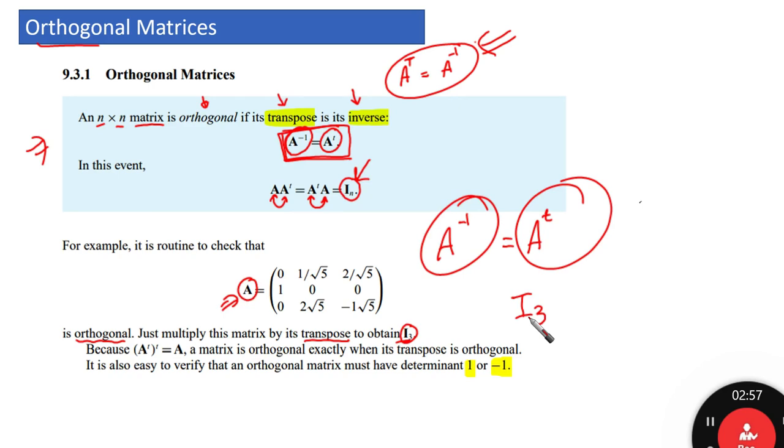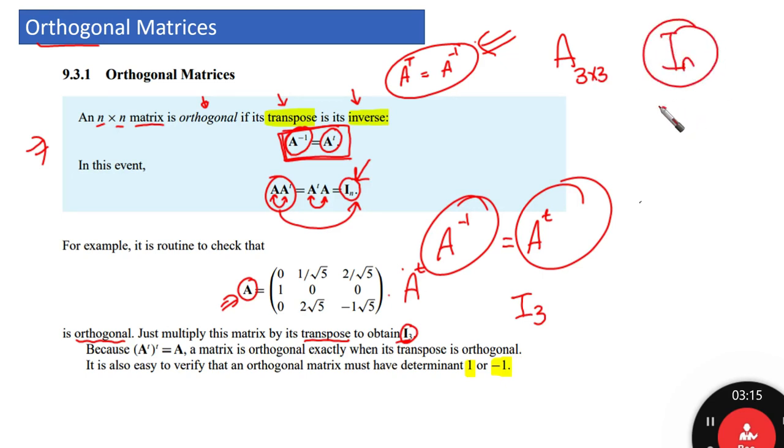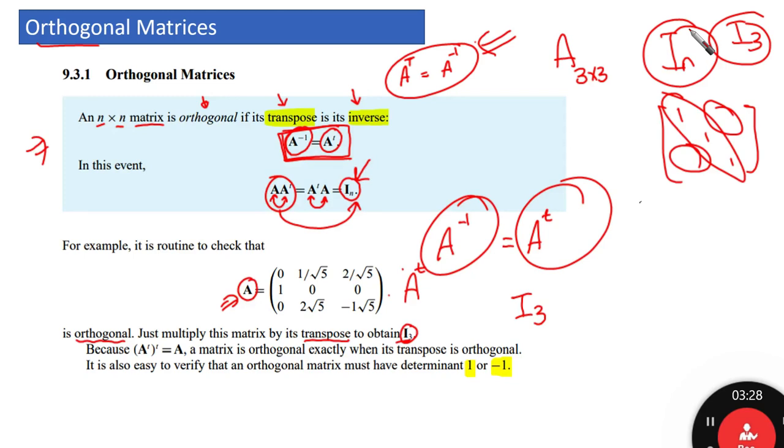So the simplest thing is you're going to multiply this by its transpose, as we said here. It is going to give you IN. If we are talking about A, for example, 3 by 3, then IN is going to be the identity matrix, which has zeros off the diagonal and ones on the diagonal, and this is of course I3, because the dimension of the matrix is 3 by 3. Because the transpose of the transpose equals A.